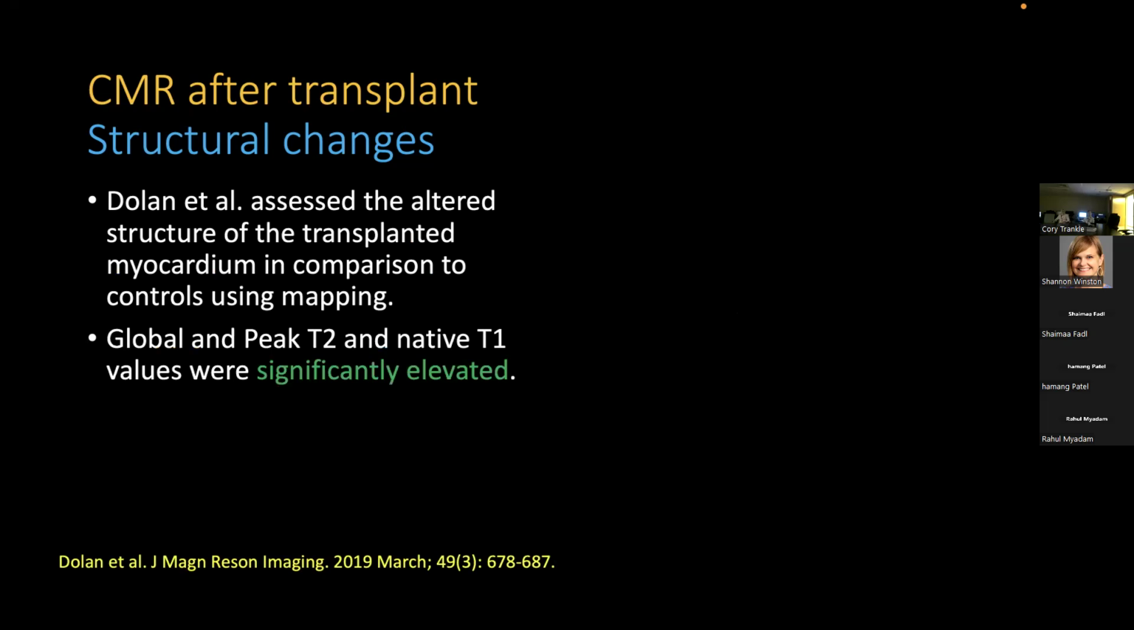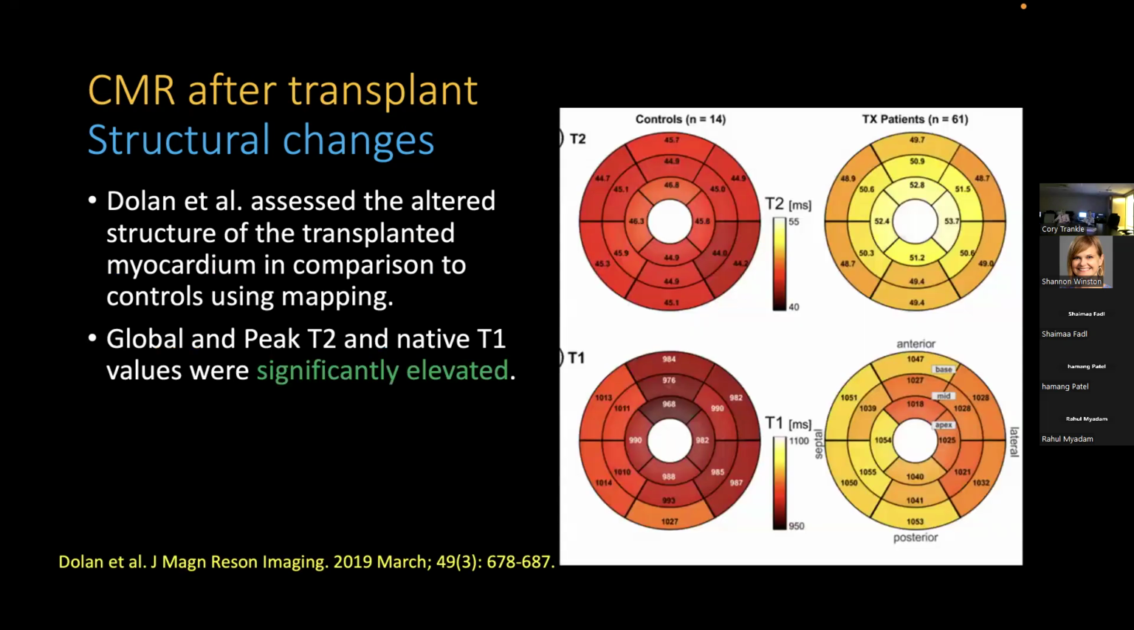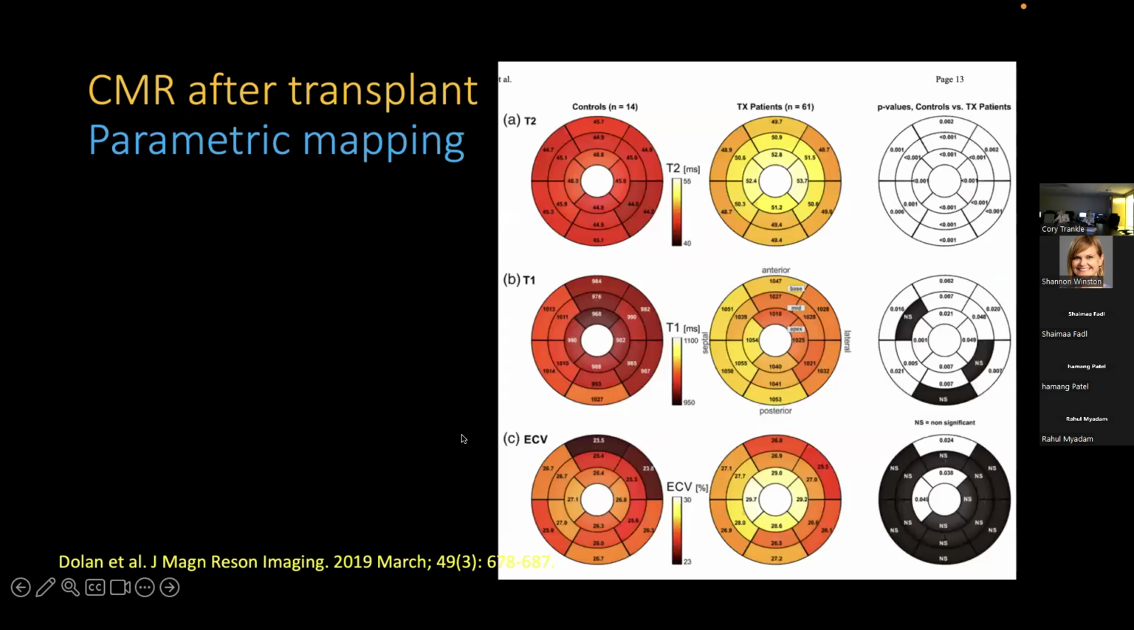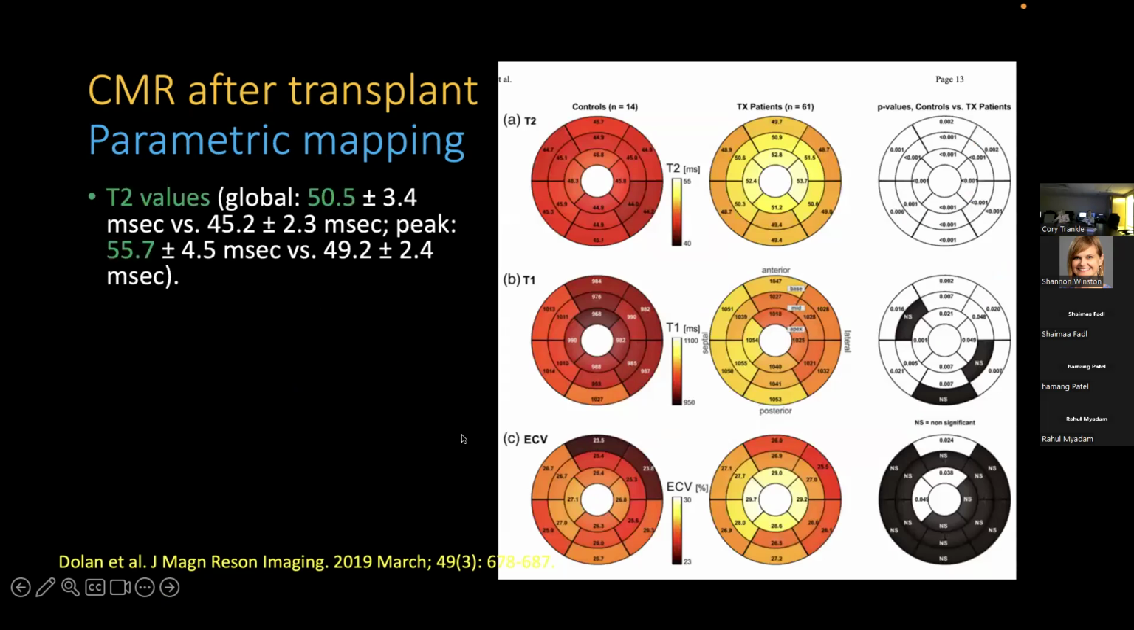And they suggested that the structure of the transplanted heart will have some elevation of the values compared to the controls, like elevation of the T2 and native T1 values, which are usually elevated compared to the control group of the patients. They found that the T2 values, the range was 50 plus or minus 3.